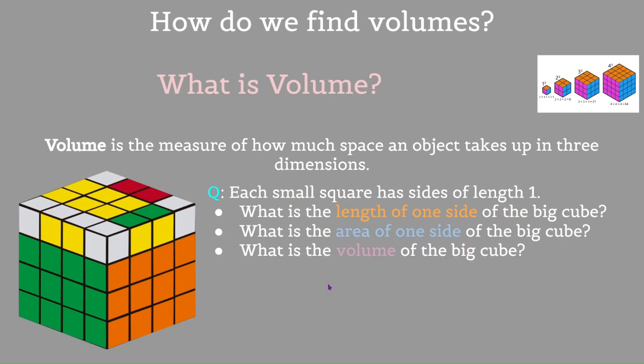So, real quick, take a minute, pause the video, and answer these 3 questions. You know that the small square has a side length of 1. What is the length of one of the big sides? What is the area of one side? And then what is the volume of the big cube?